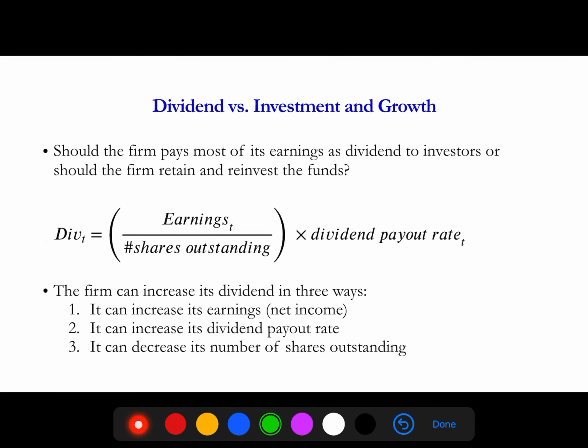So, first of all, let's see how we can determine the dividend payment at time t. The dividend payment at time t equals earnings or net income at time t divided by the number of shares outstanding, multiplied by the dividend payout rate at time t. The dividend payout rate is simply the amount of dividend divided by earnings.